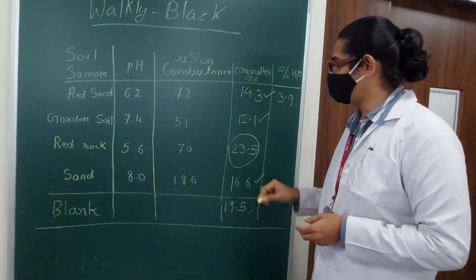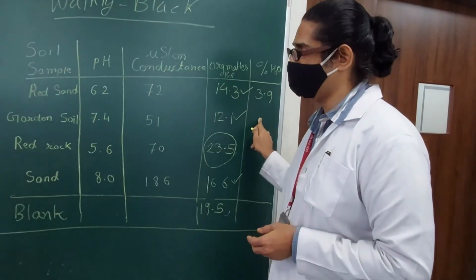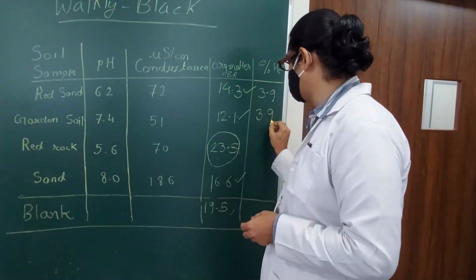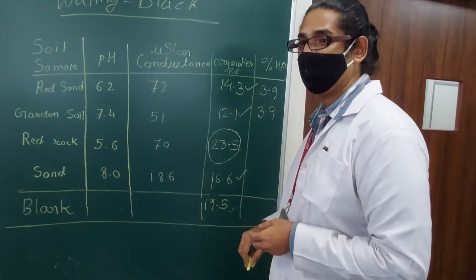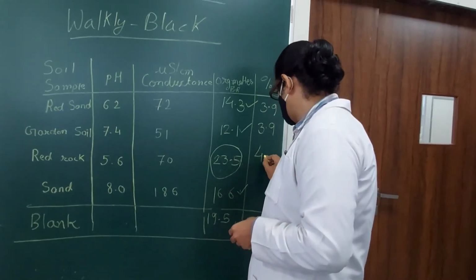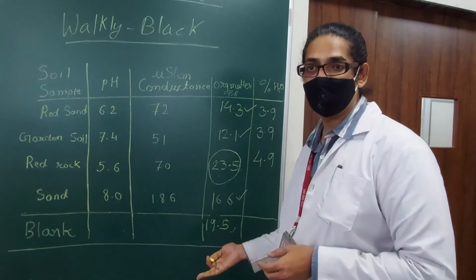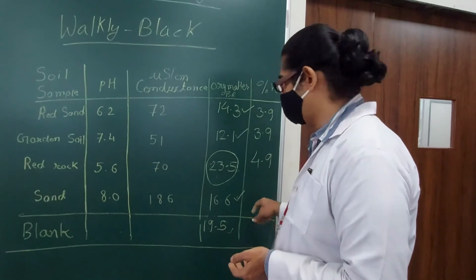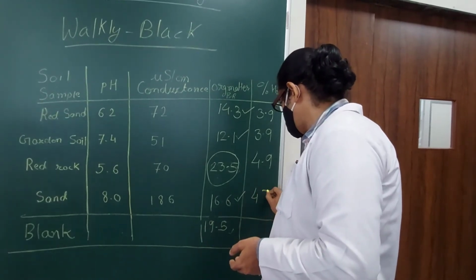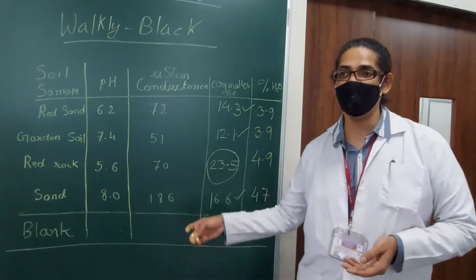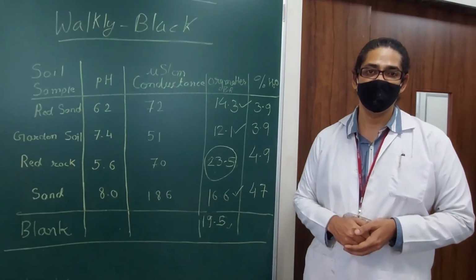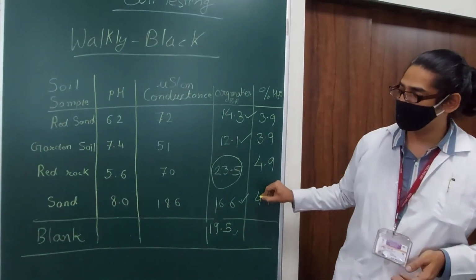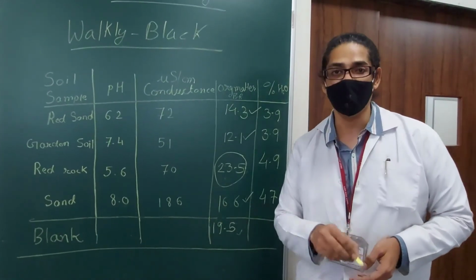Right. For the garden soil, after you dried 5 grams, how much did you get? 3.9. This is also 3.9. Very good. So they both retain a similar amount of water. Then red rock, 4.9. Almost no loss, so there was no water, it looks like. And the sand, 4.7. Again, not much water retention capacity shown by the sand. So you can note down all these values, which will be required for your report.